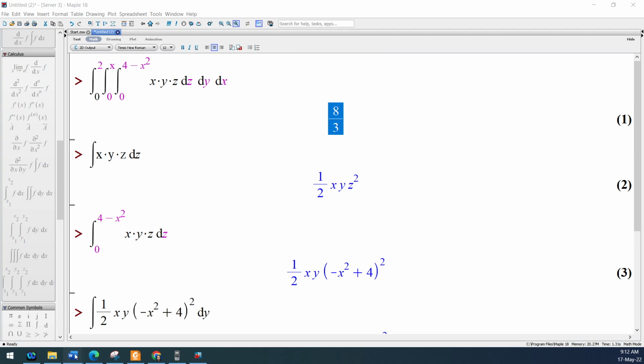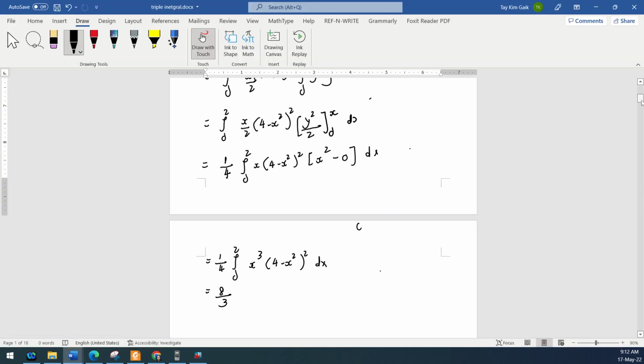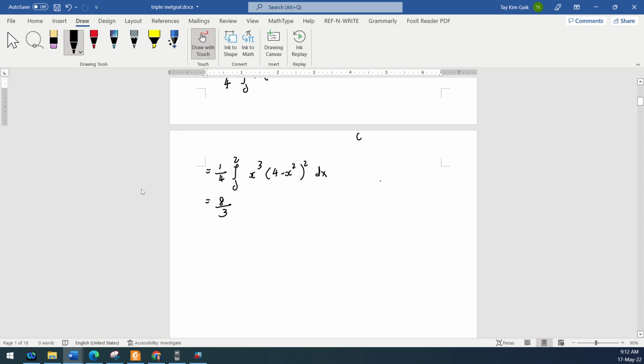So, question two now. Question 1b. 2 to 3, 0 to z, 0 to y, exponent x, dx, dy, dz.